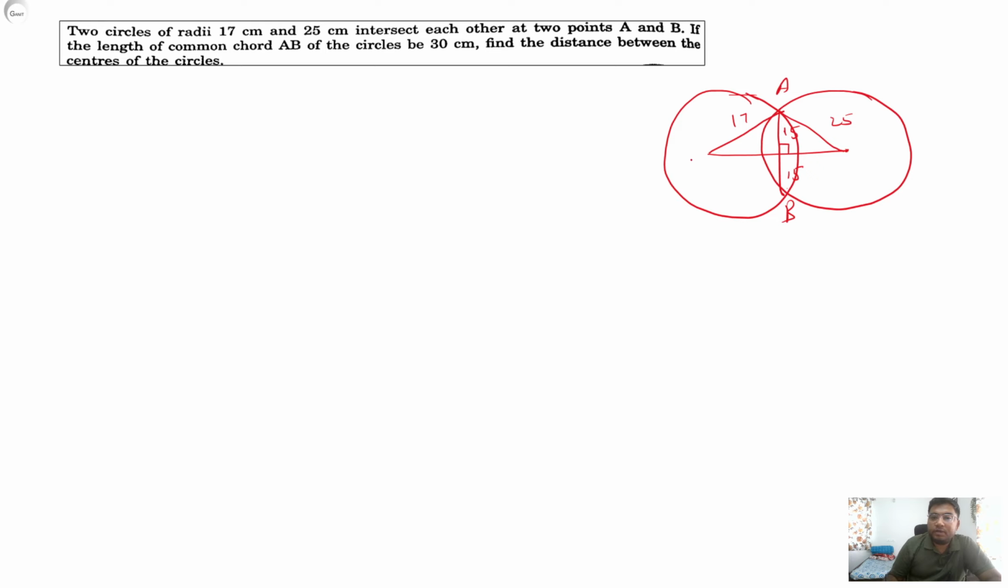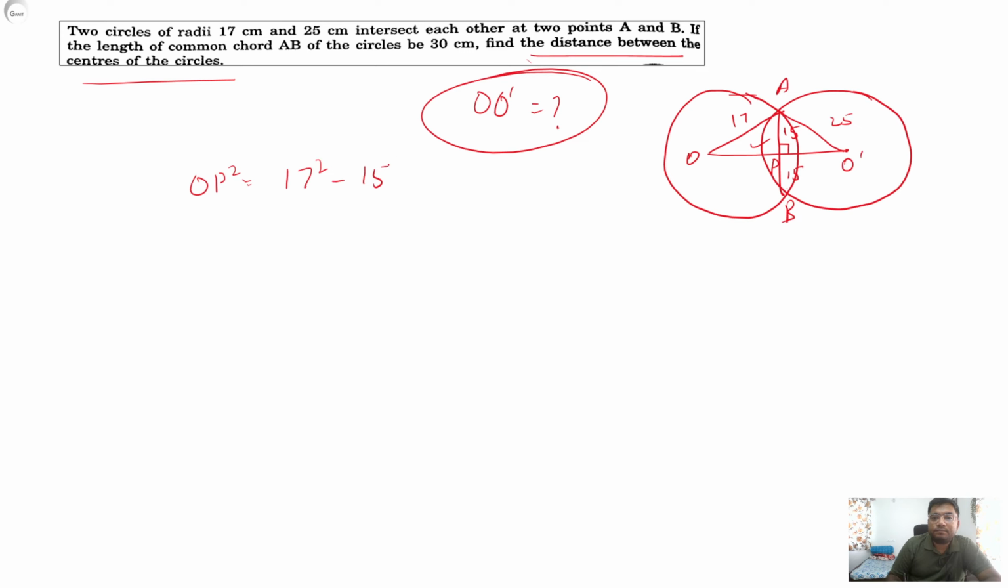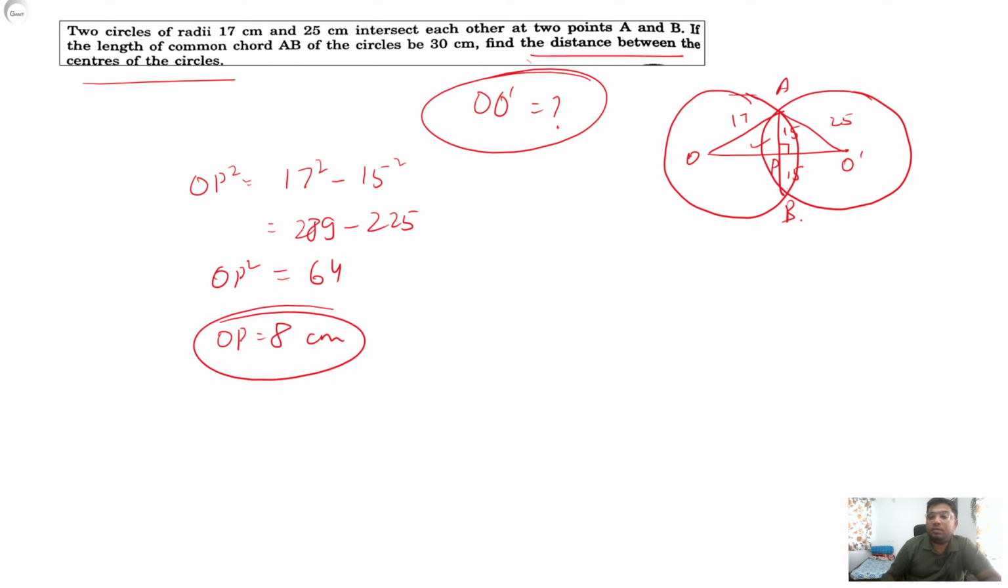So I'm just going to use Pythagoras theorem. Let's call this center O, this O dash. The question says find the distance between the centers of the circles. So they are asking us to find the value of OO dash, which is quite straightforward. We have this triangle, we will apply Pythagoras theorem. So 17 is the hypotenuse. If I mark this point as P, I can directly find OP square by doing 17 square minus 15 square, which is 289 minus 225, which is 64. So OP will be equal to 8 centimeter.